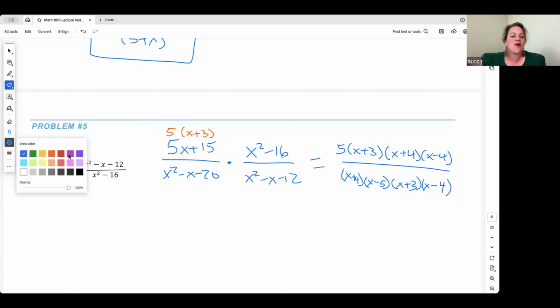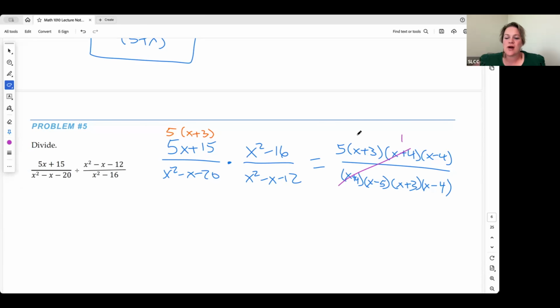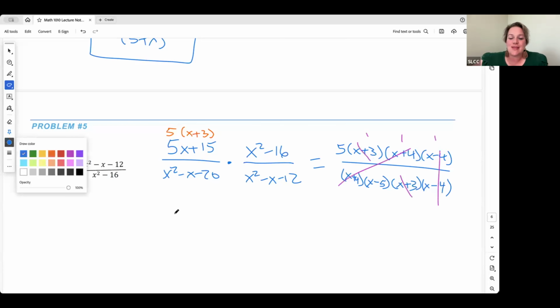Now you can go through and divide. I have a common x plus 4, so that divides to 1. The x plus 3 and x plus 3 also divide to 1. Anything over itself is 1. And then also the x minus 4s divide to 1. And that's awesome. Let's look at what we have left.